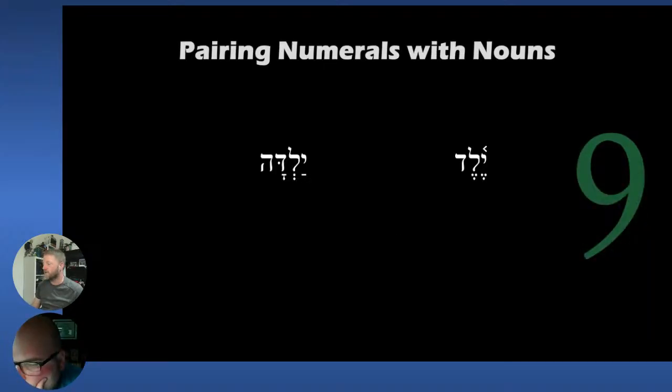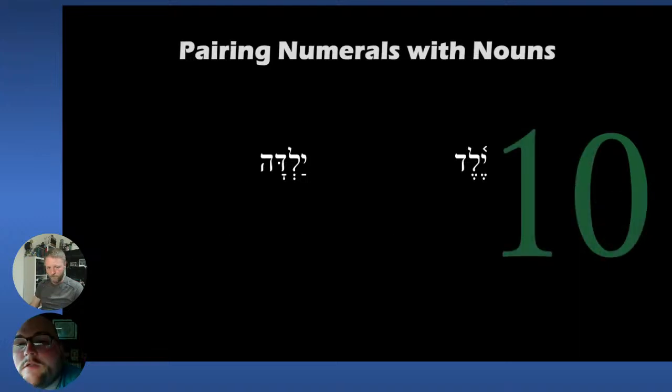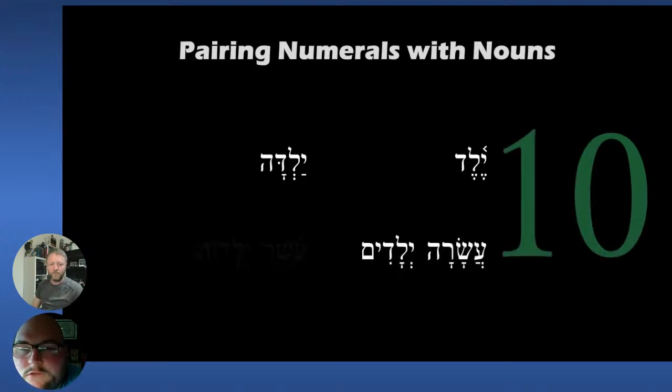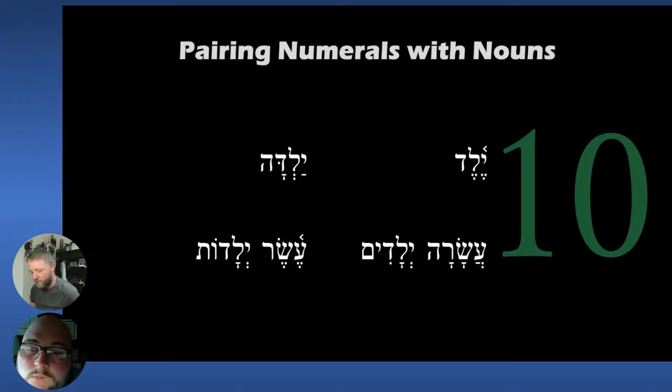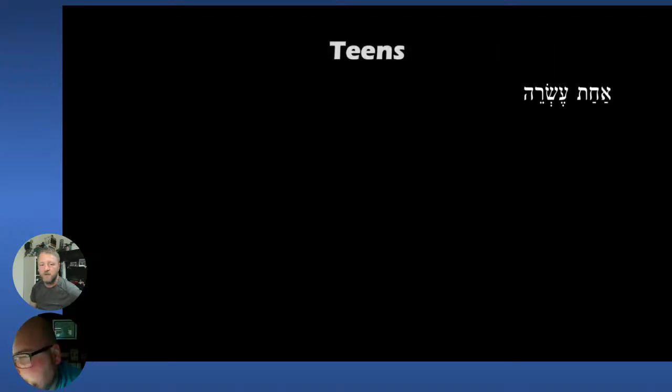Yeled, yeladot, yeladim, yeladot, we've got Tisha. Tisha yeladim, ותשע ילדות. 10, 10 ילדים, 10 ילדות. Okay? That might be the most coverage that people make with biblical Hebrew numbers because people don't pay attention to them. They don't give them attention. But we're going to cover all of the numbers that are in the book.